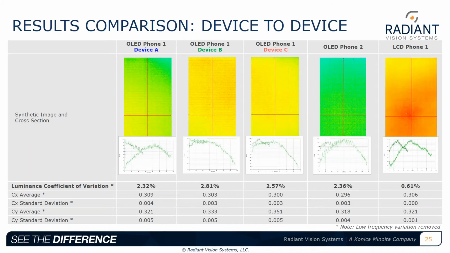Another interesting effect is that the overall color variation over all of the pixels in the display is much higher than that of the LCD phone. We can see that chromaticity x and chromaticity y, which are the standard measurements of color for an OLED display, are almost 5 times greater than for the LCD display.